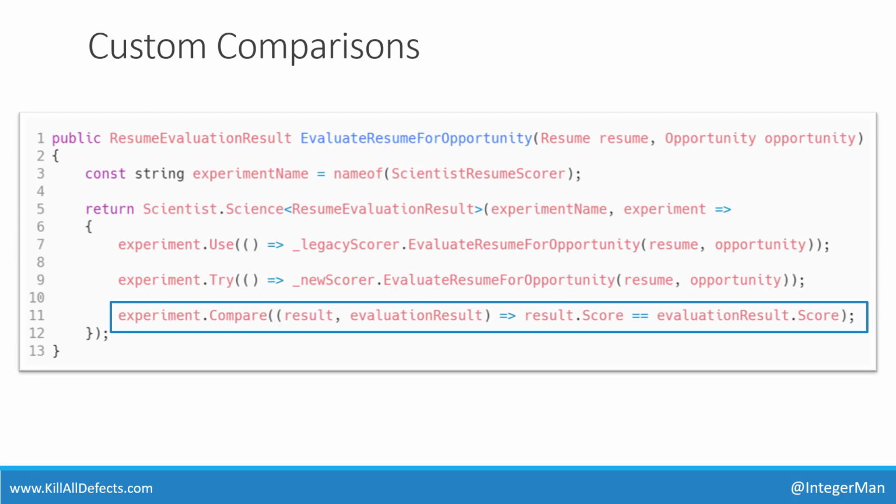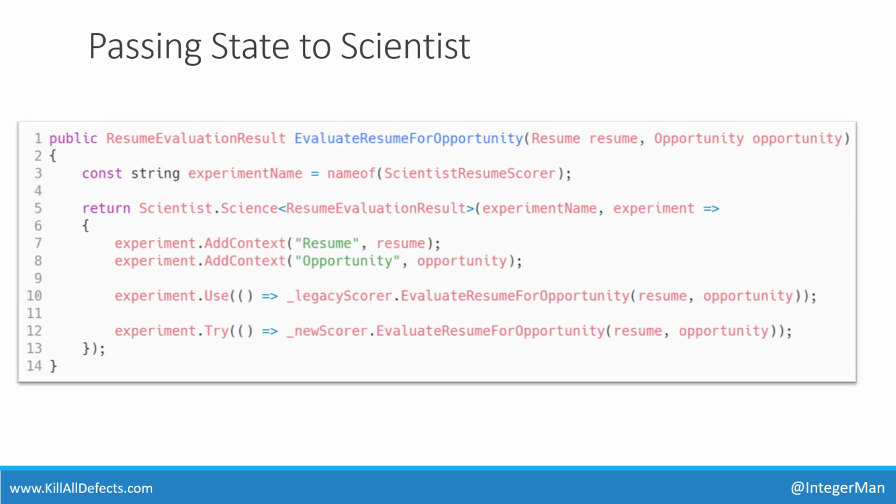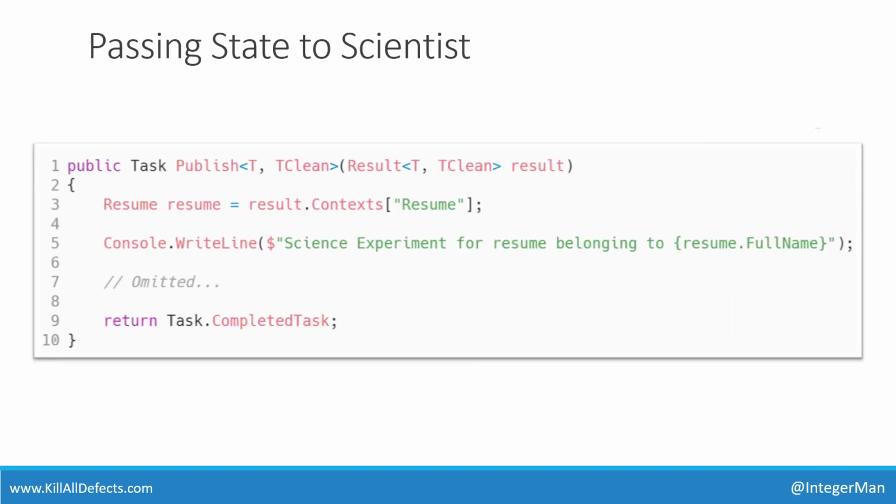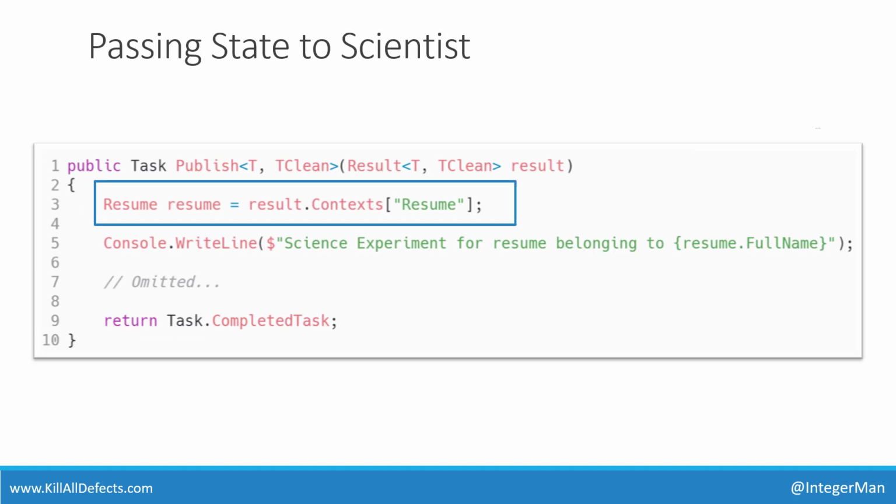You can also pass context to Scientist, to the result publisher. So in our console logger earlier, we didn't really have any information about the inputs. Well, that's a problem if you're trying to reproduce an issue. So what you do is you say, hey, I'm going to give you some context. So here's the resume this is associated with. Here's the opportunity it was associated with. And then you go in over here and you say, all right, my result publisher, well, I need to get that resume out of the context. So, okay, here we go.